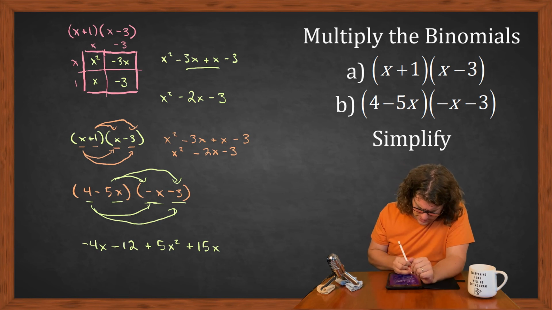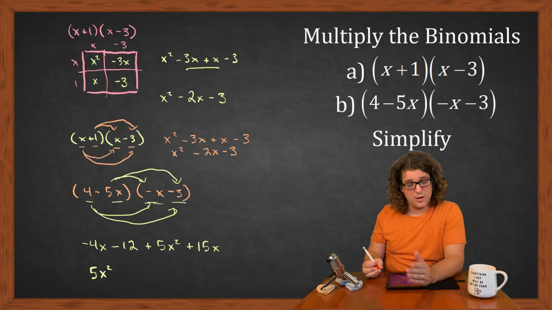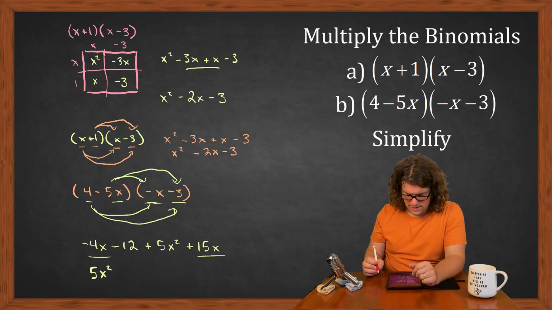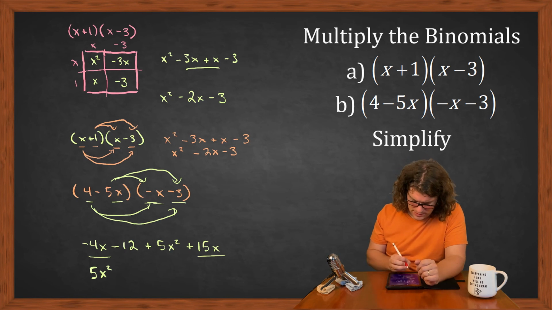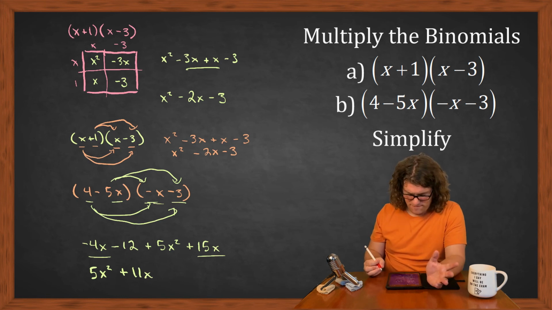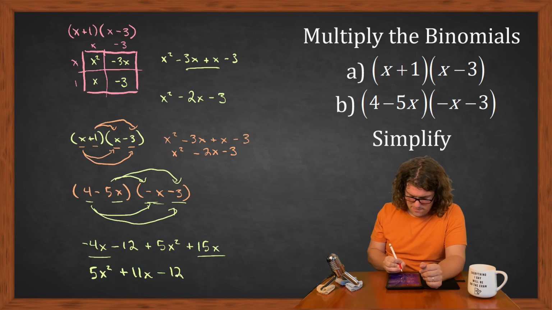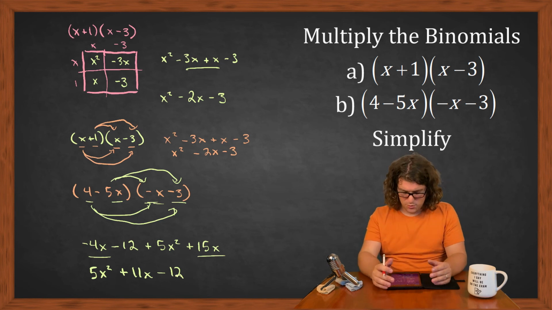So in this particular case, I'm going to say 5x squared, and that's my x squared term. And then I have two things with just x in them. I have a negative 4 and I have a plus 15. If I put negative 4 and plus 15 together, I'm going to get plus 11x. And then to finish that off, I have still my minus 12 kicking around at the end. So I would get my final answer there of 5x squared plus 11x minus 12.